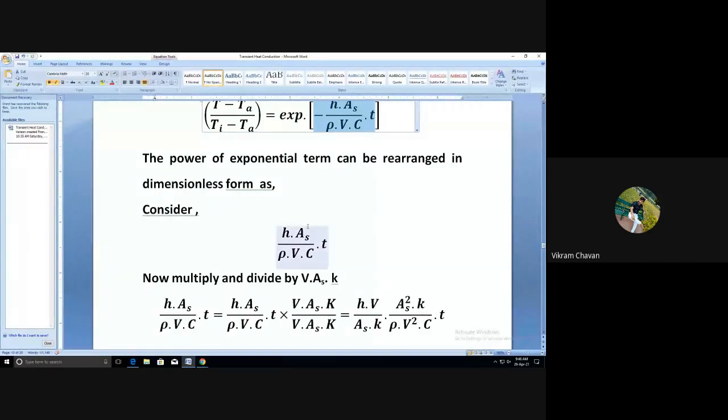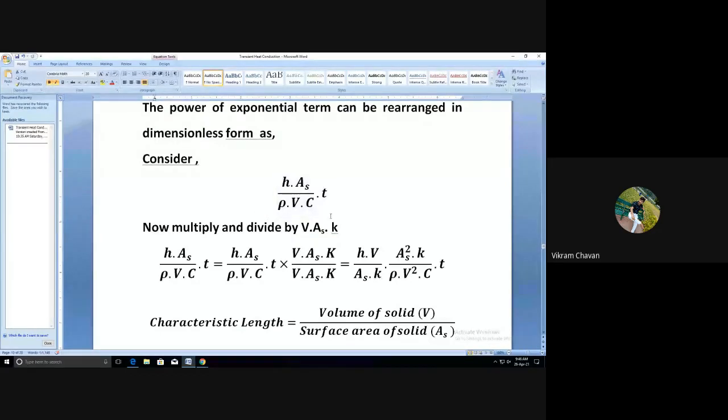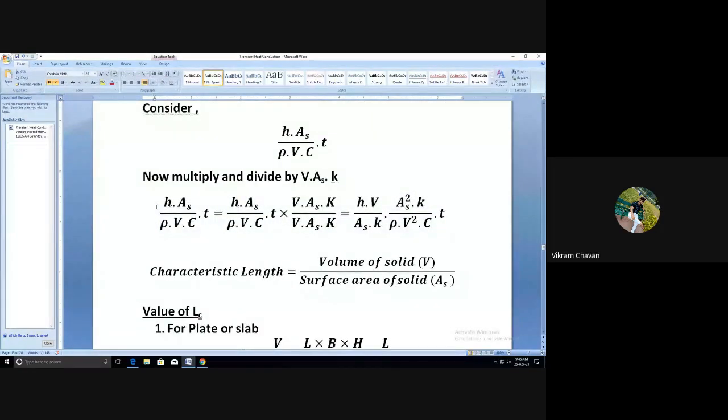Consider h multiplied by A_s divided by rho V c multiplied by t. Now this term will be multiplied by V multiplied by A_s multiplied by k, where V is the volume of the solid, A_s is the surface area of the solid, and k is the thermal conductivity. So our initial term is h A_s divided by rho V c t.